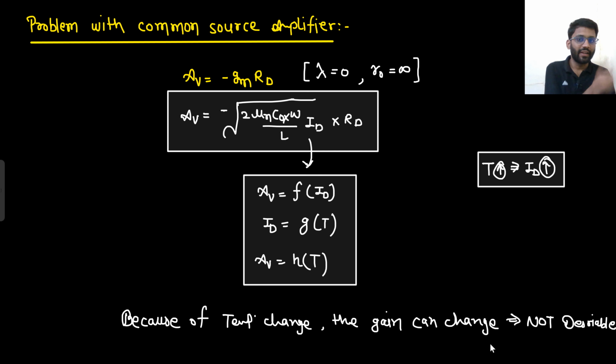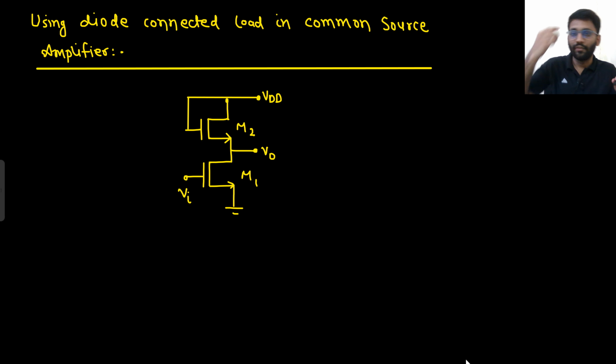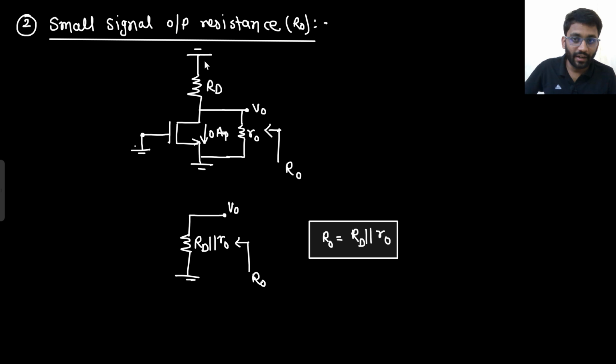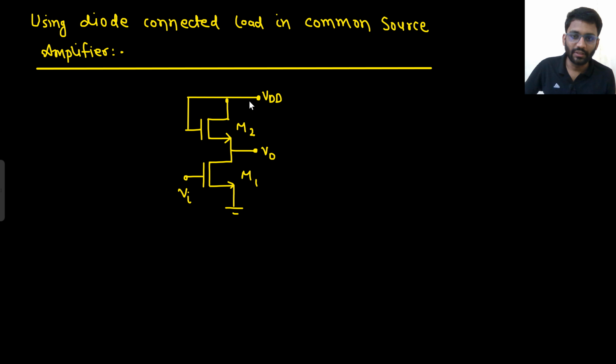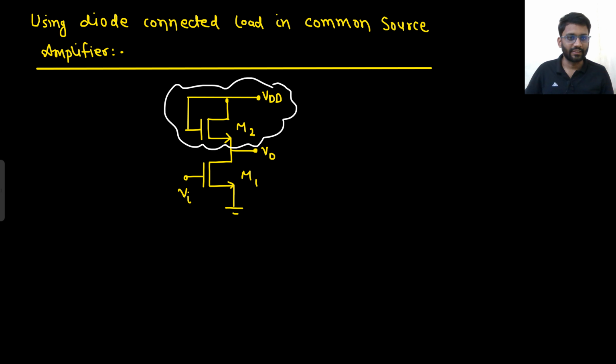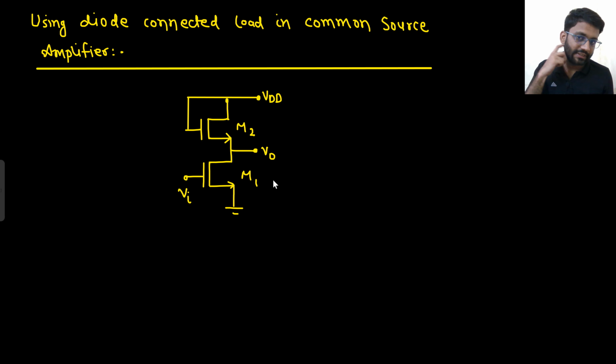Now, how will we eradicate this problem? This is how we are eradicating it. We are using a diode connected load. Here, what were we using? We were using an RD value. Now, instead of RD, we are using this configuration. So what changes will it bring? Let's check that out. This is known as diode connected load.